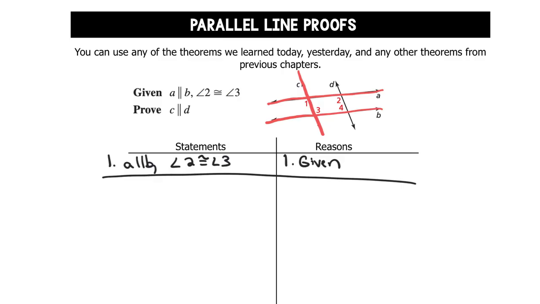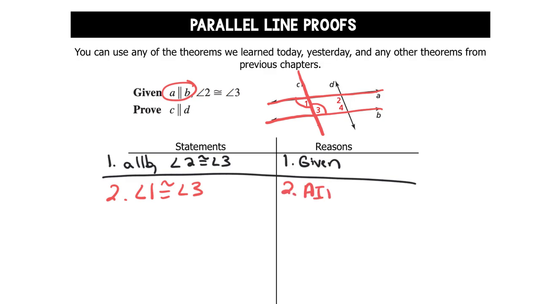So we're going to use C as the transversal for the parallel lines A and B. So if C is the transversal of A and A is parallel to B, 1 and 3 are congruent. So step 2, we can say angle 1 is congruent to angle 3 using the, and these are alternate interior angles.